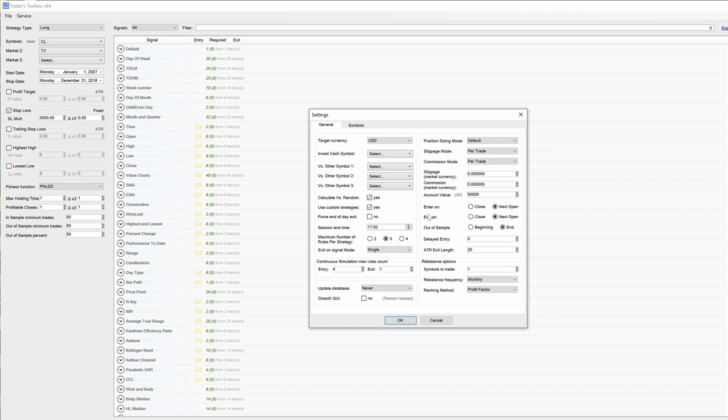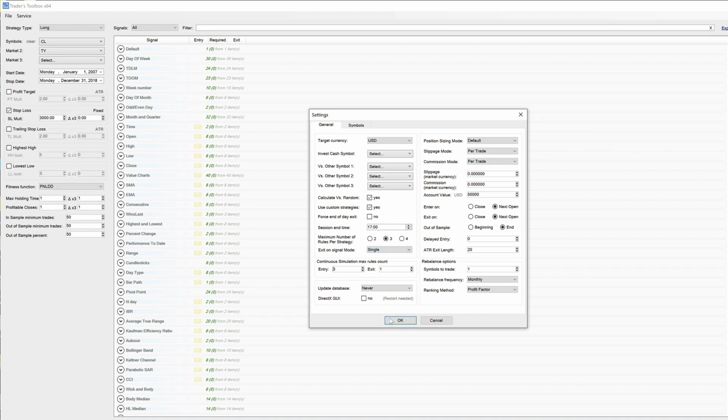Our entry and exits are going to occur on next bar at open, not at the close. And we have our out-of-sample segment. It's going to be at the end. You could change this to the beginning, so the out-of-sample segment is at the beginning of your data. We're going to keep it more traditionally at the end. Maximum number of rules per strategy, we're going to go ahead and put that at 3. And I want to put that to 3 here as well.